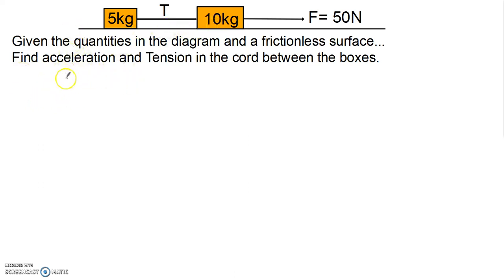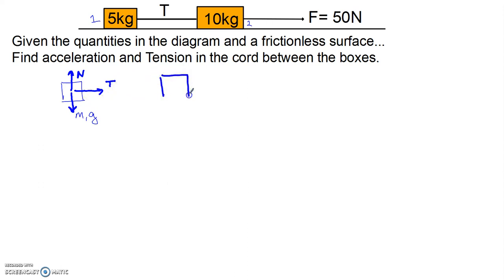So you start off by doing free body diagrams of each object. So for the 5 kilogram box, the free body diagram would look like this. You have its weight, and we'll call that M1G. We'll call this box 1. We'll call this box 2. Okay, you have the normal force up, and you have tension to the right.